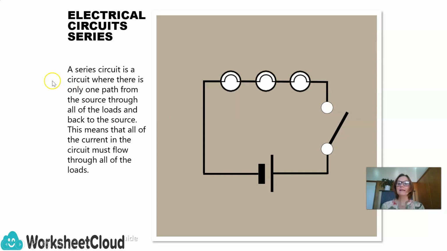Right, a series circuit is a circuit where there is only one path from the source, okay, from our battery here, through all of the loads and back to the source. So these would be our loads, the 3 light bulbs here, okay. This means that all of the current in the circuit must flow through all of the loads, okay.